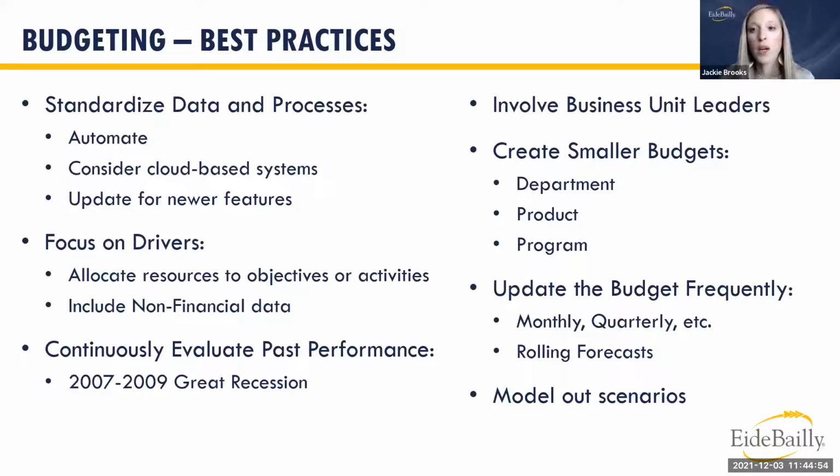We also should create smaller budgets. You can do this by department, you can do it by product or program. Next, you would want to update the budget frequently. Once a year is just not enough. It's not effective. I do want to note here that there are things that constitute an update and things that do not. So this isn't technically an absolute.